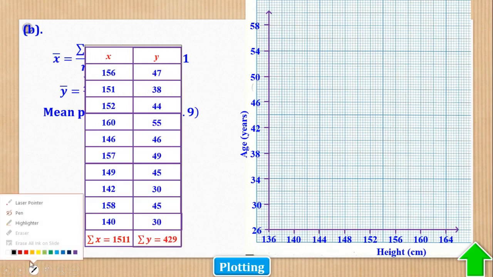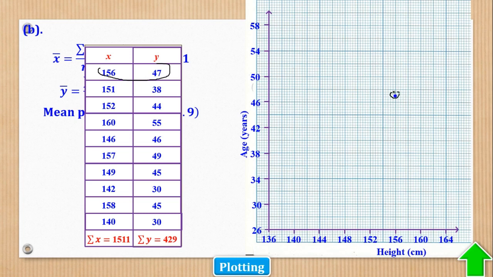Plotting, we are plotting coordinate by coordinate. This one, so 156 corresponds to 47, so I shall come and put that point there. 151 corresponds to 38, put the value there. 152 corresponds to 44, put the value there. 160 corresponds to 55, put the value there. 146 corresponds to 46, put the value there. 157 corresponds to 49, put it there.